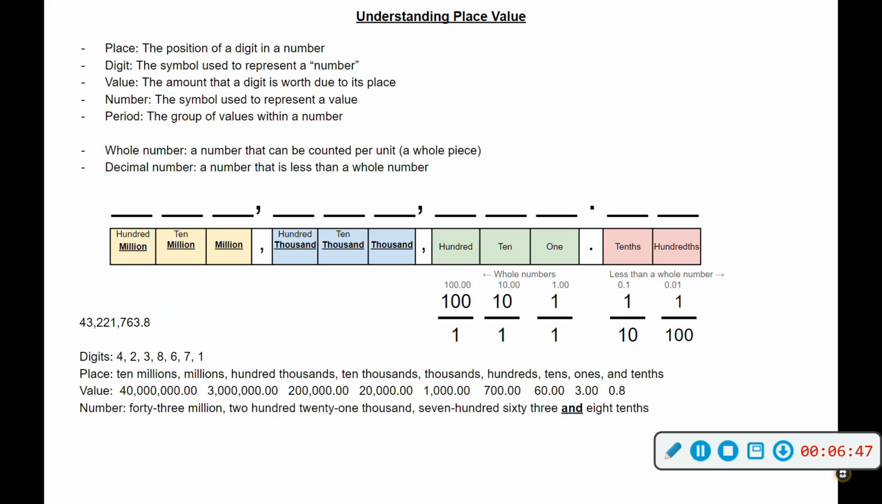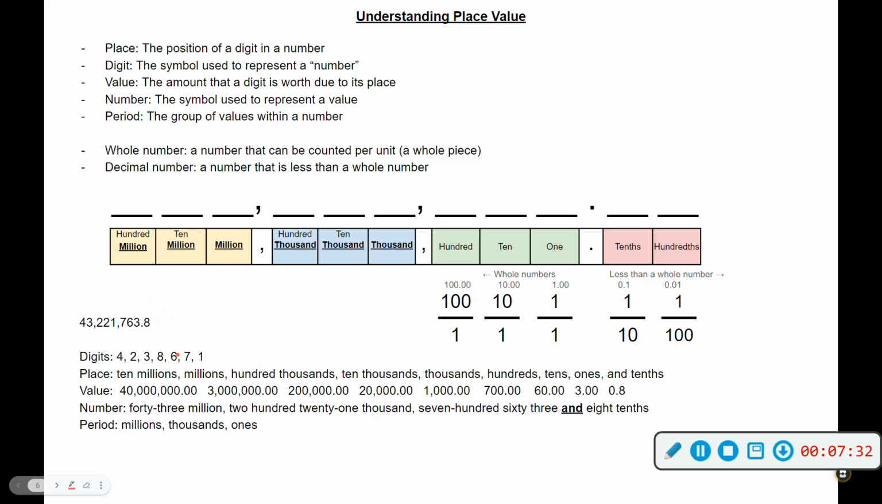If I were to read this number as it was, it would be read as first 43,221,763. And now there's a key word. That decimal is a conjunctive mathematical term. It means I'm adding something that doesn't fit with the other group. In this case, it's the decimal, the one that's less than a whole number. So if I were to read this again fluently, I would have 43,221,763 and, for the decimal, 8 tenths.